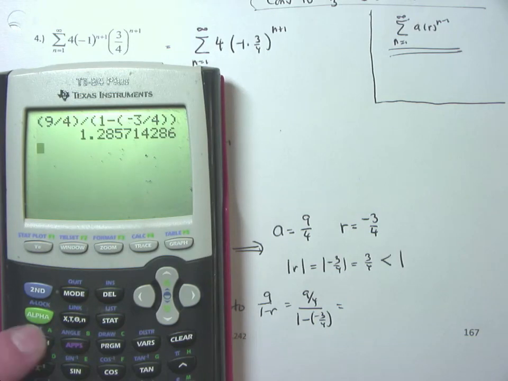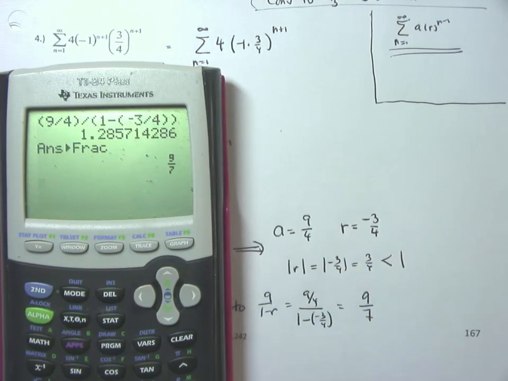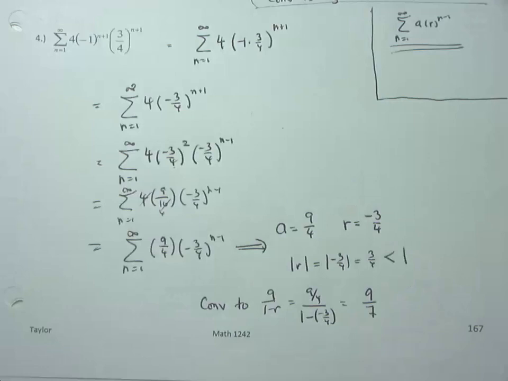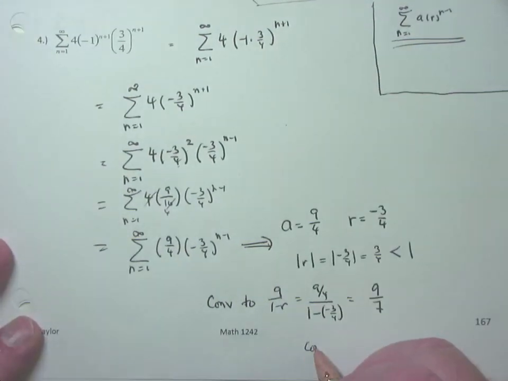1.278, whatever. I can convert that to a fraction, and you get that it's equal to 9/7. So this series, when it adds up, converges, from a series perspective, to 9/7.